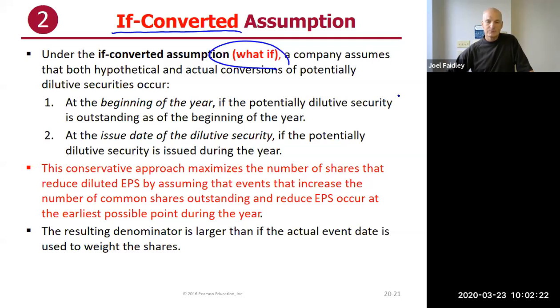And again, stock options always dilute earnings per share because there is no change to the numerator. See, with bonds and with preferred stock, there's always a change to the numerator, be it the preferred dividends are no longer paid out or the interest expense is no longer paid out, depending on whether it's preferred stock or bonds.